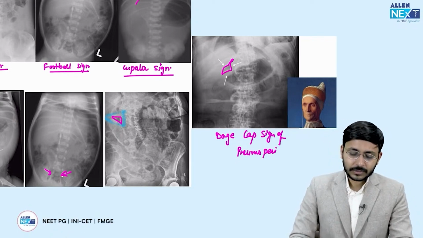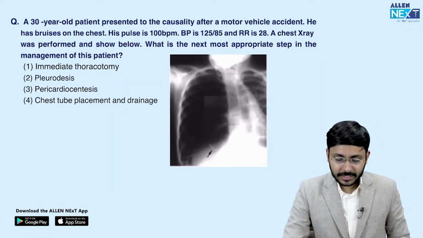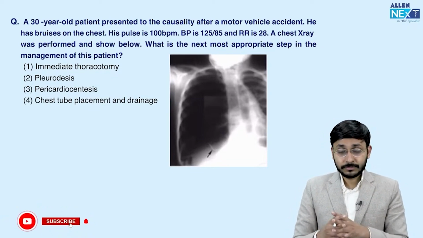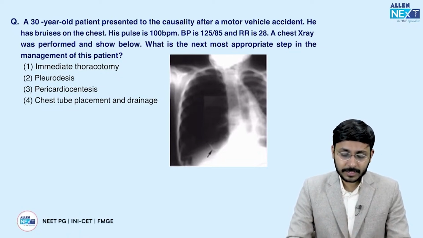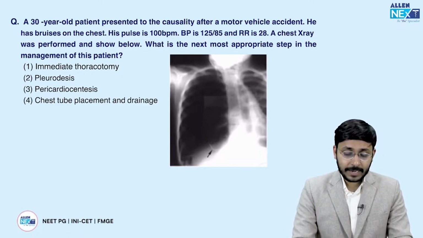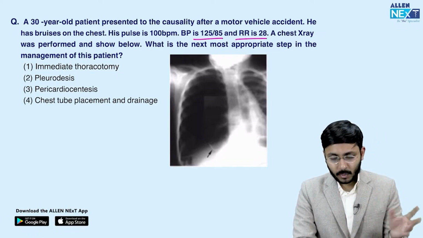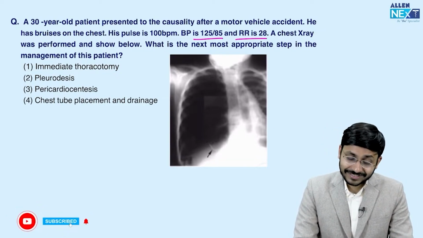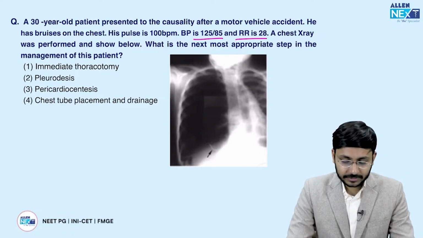Okay, let's move on to the next question. A 30-year-old patient presents to the casualty after a motor vehicle accident. He has bruises on his chest. His pulse is 100 beats per minute. BP is 125 by 85, that is, the BP is maintained. Respiratory rate is slightly tachypneic, 28. A chest X-ray was performed and is shown below. So what do we see on the chest X-ray and what is the most appropriate next step?